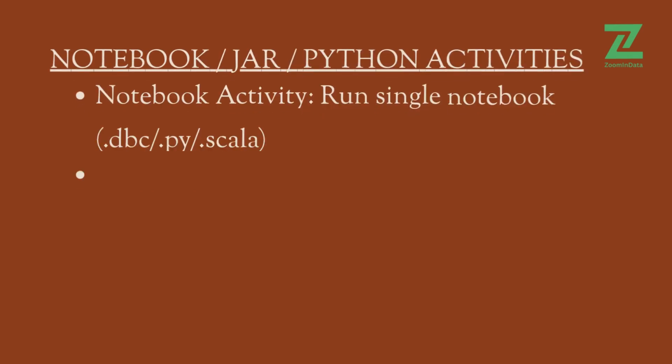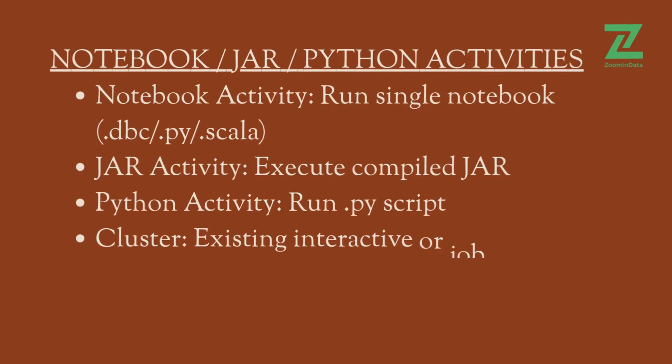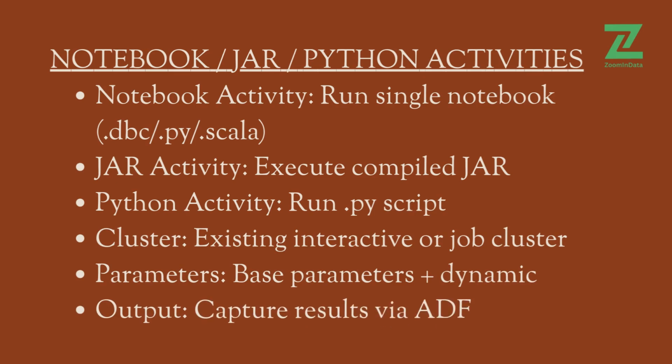For finer control, use notebook activity to execute a single notebook. Specify the path in .dbc, .py, or Scala format. Jar activity runs compiled Java or Scala jars, while Python activity handles standalone .py scripts. Select cluster type. Prefer job clusters for isolation. Pass base parameters or dynamic values from ADF expressions. You can capture outputs or status for downstream logic in the pipeline.